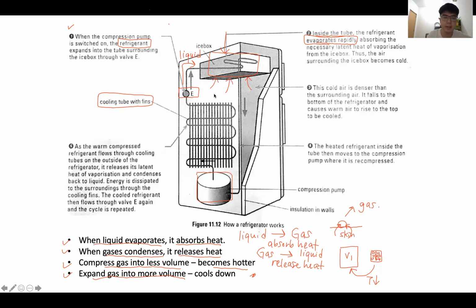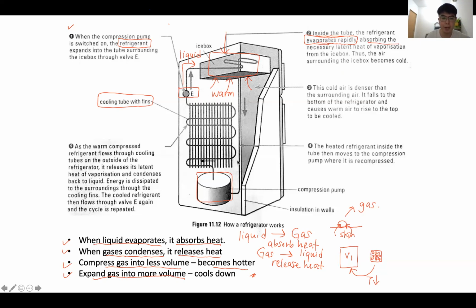The air inside the refrigerator, initially it is warm air that is coming from the food that you put in. The food that you put in releases warm air, and the heat energy flows from the warm air to the refrigerant liquid. So the liquid evaporates, absorbing heat.